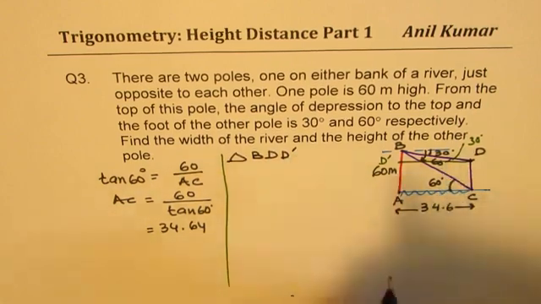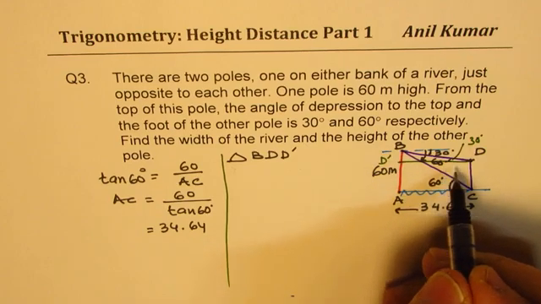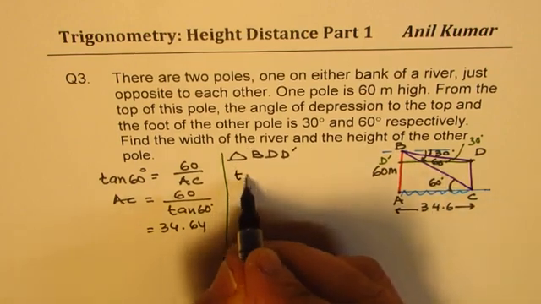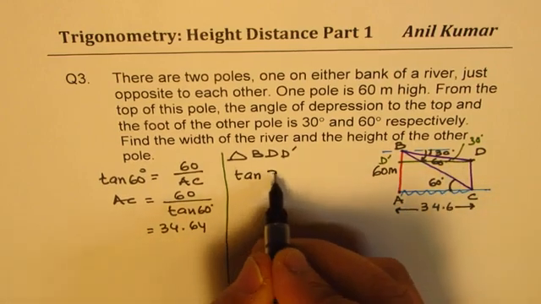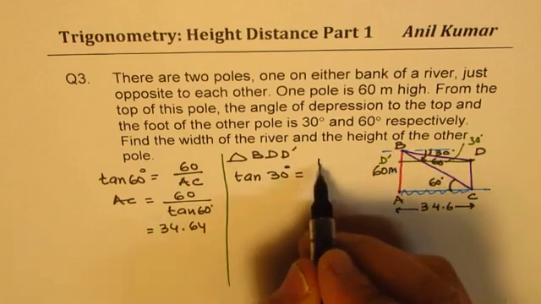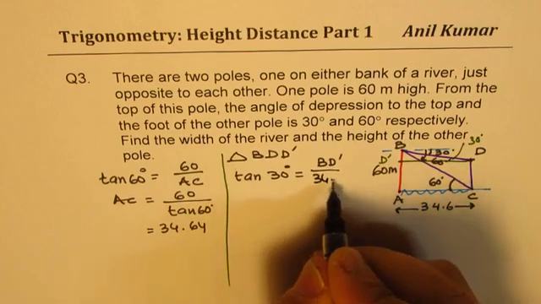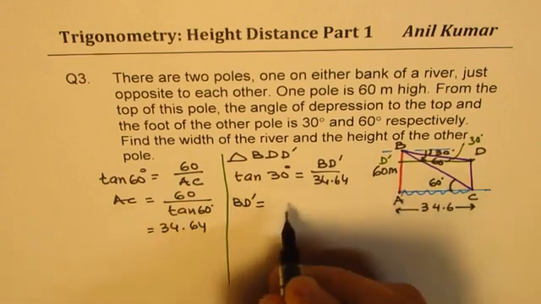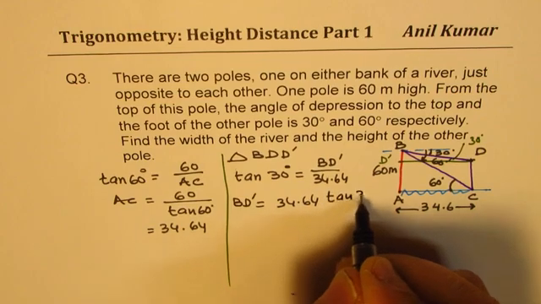The top one. Now here we can find BD dash using 30 degrees, and we know the width is 34.64. Again, tan ratio, right? Tan is opposite over adjacent side. In this case, the angle here is 30 degrees. So that angle with tan will give you B to D dash divided by the width, which is, we'll write 34.64. So BD dash is equal to 34.64 times tan of 30 degrees.